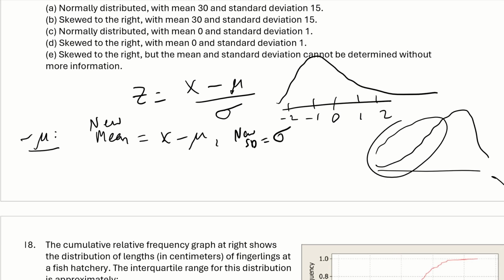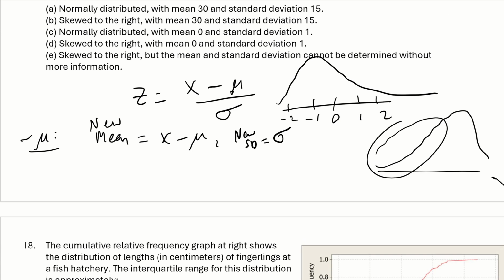I should probably call this x the mean, because the mean is going to be mu. So mu minus mu is 0. So the new mean is going to be 0. The original mean is mu. I subtracted mu from all the values, and so my new mean is going to be mu minus mu, which is 0.